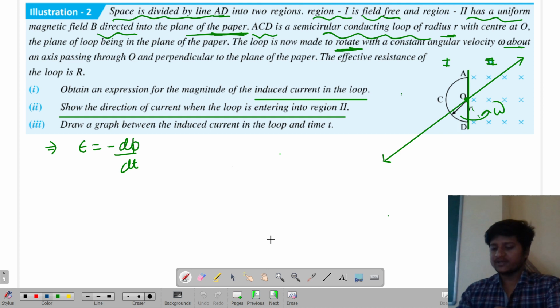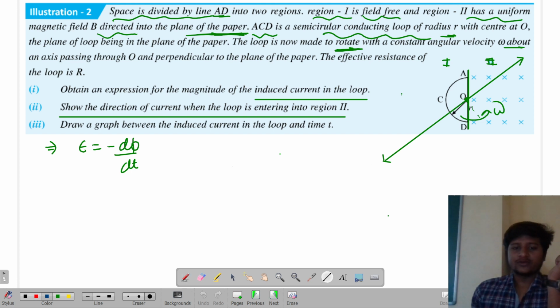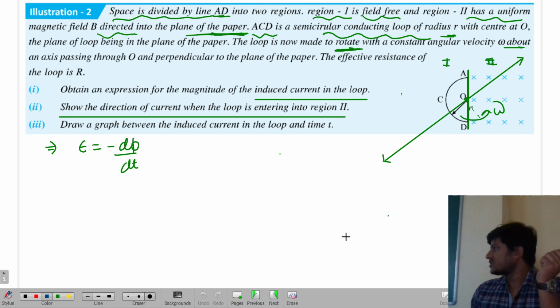There were two regions of a space and those were divided. One region had a magnetic field, and one region did not have any magnetic field, right or not? You are required to calculate how much EMF is developed when this semicircular loop starts to rotate in that magnetic field, yes or no? You can consider this as a question and also as a concept.